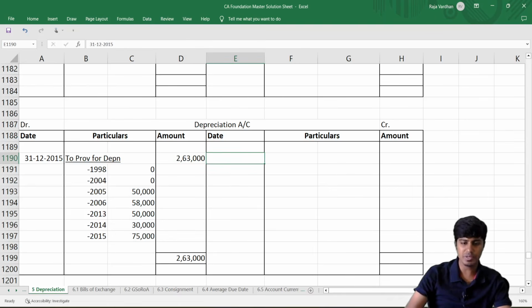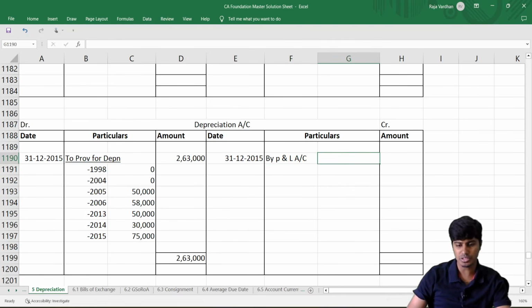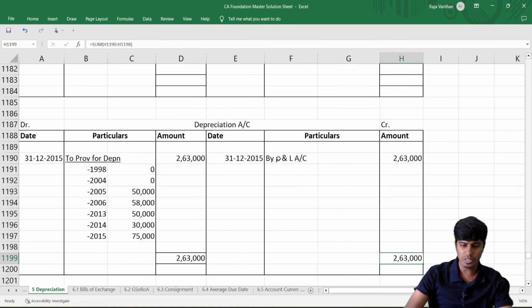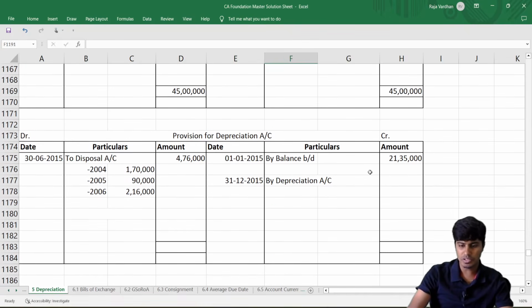Yeah, and this depreciation should be transferred to provision for depreciation. 2 lakh 63, no, transfer to P&L account here, but here we have written debit as what? Depreciation account debit to provision for depreciation. In provision for depreciation, I'll write current year depreciation 263.